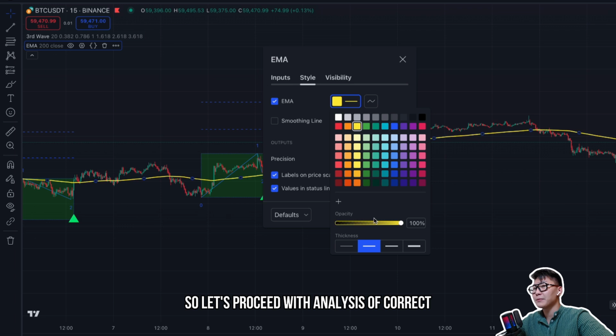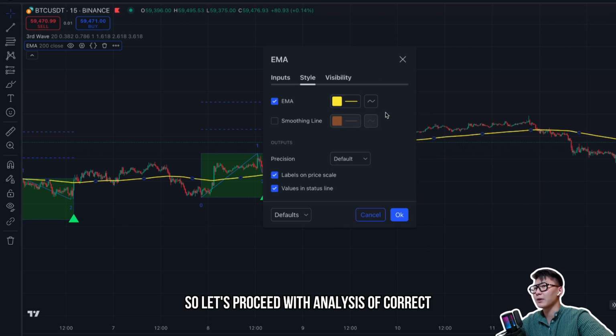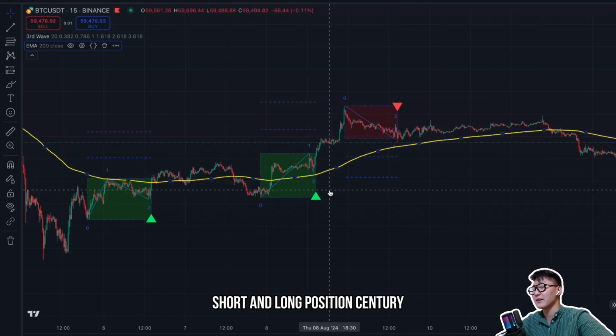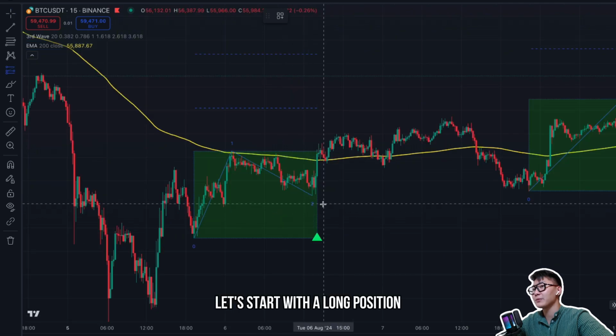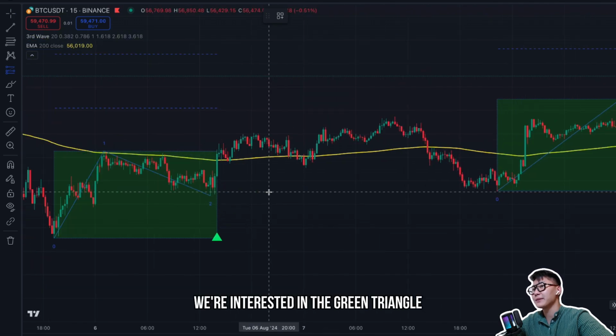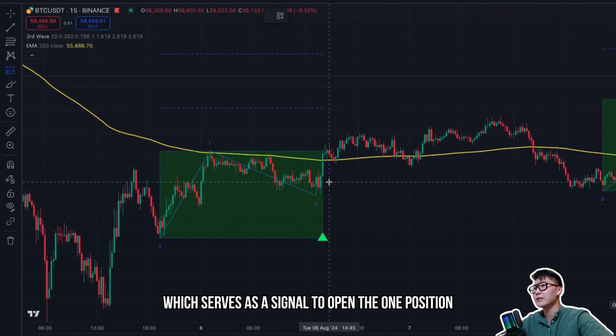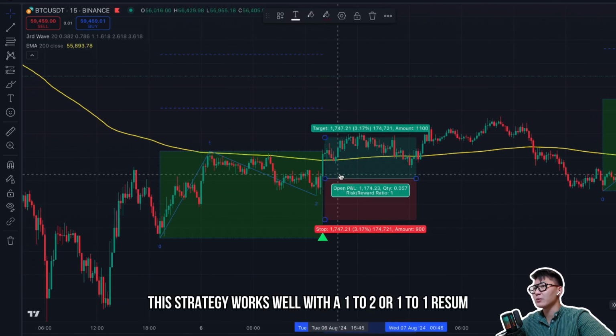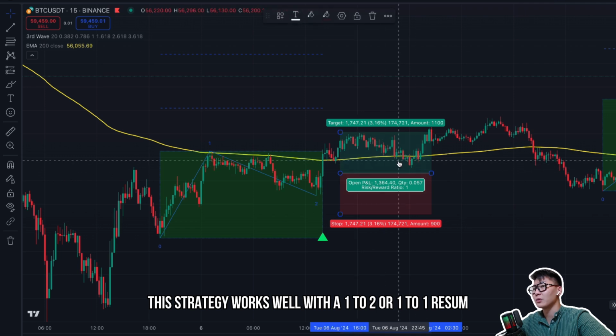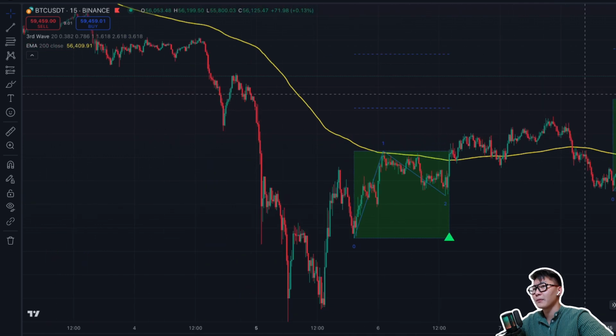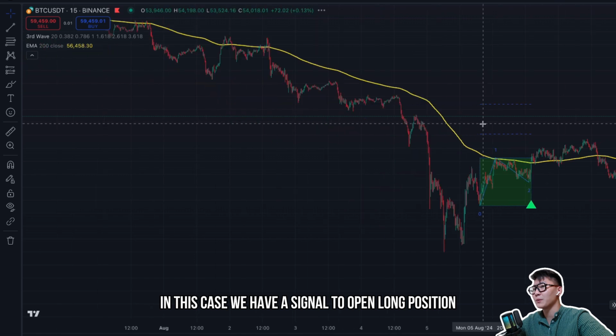So let's proceed with the analysis of correct short and long positions entry. Let's start with the long position. We are interested in the green triangle, which serves as a signal to open a long position. Generally, this strategy works well with a 1:2 or 1:1 ratio. In this case, we have a signal to open a long position.